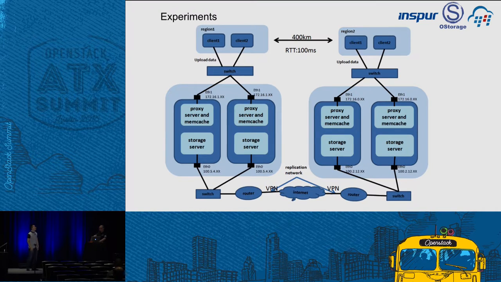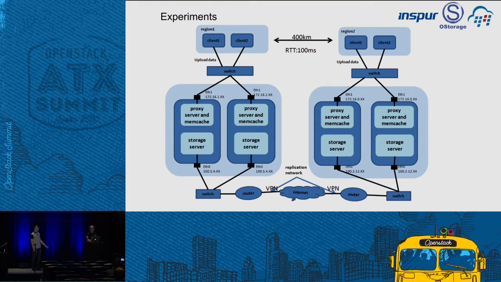Let's look at our test environment. Here is the deployment topology. We have a data center in Jinan City and Zhengzhou City. The distance between the two cities is more than 400 kilometers.